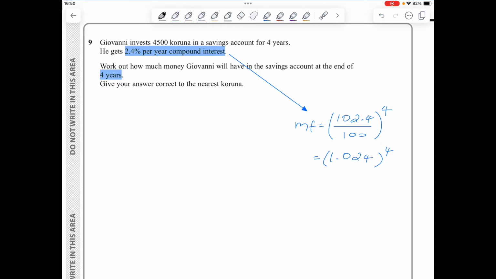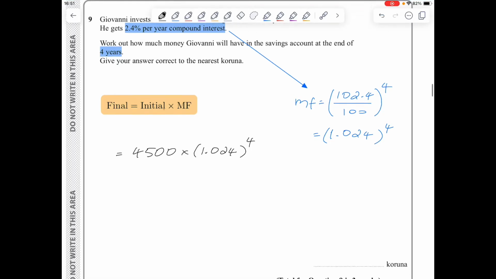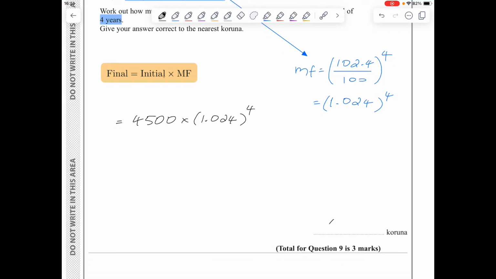So using the following formula, the final amount is equal to the initial amount times the multiplying factor. Put that in the calculator and you'll get a value of 4,948.